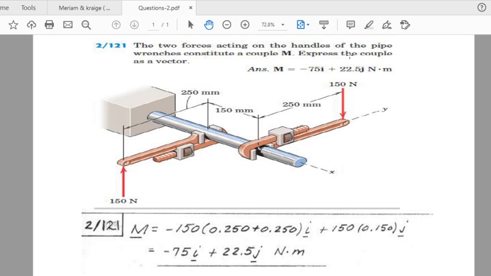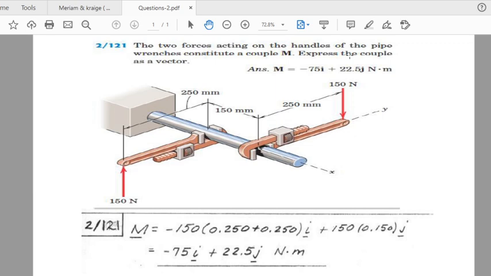So we can consider any force. Say we select the 150 Newton force, which is directed downwards, as the force. So this is going to be minus 150 k. The force vector is going to be minus 150 k. Now we have to write R bar.